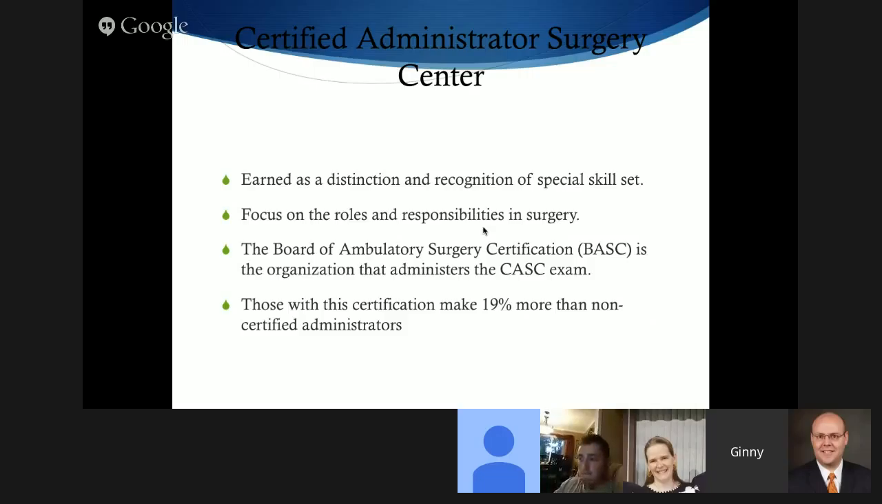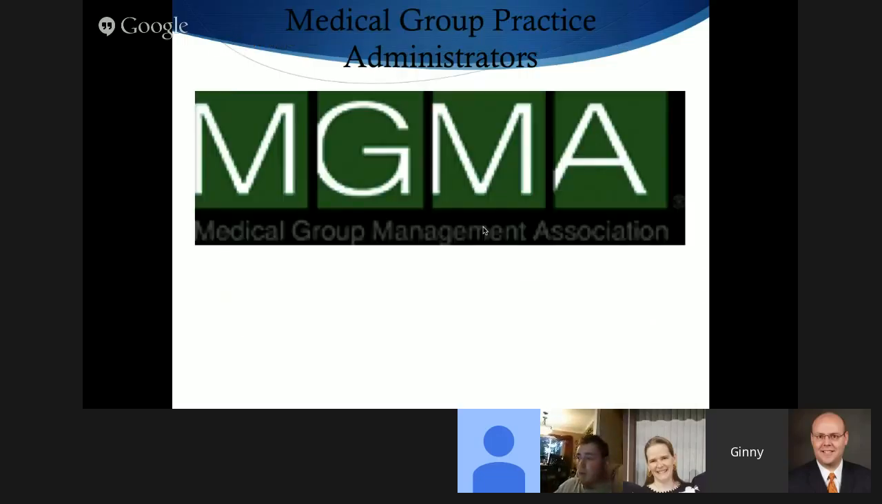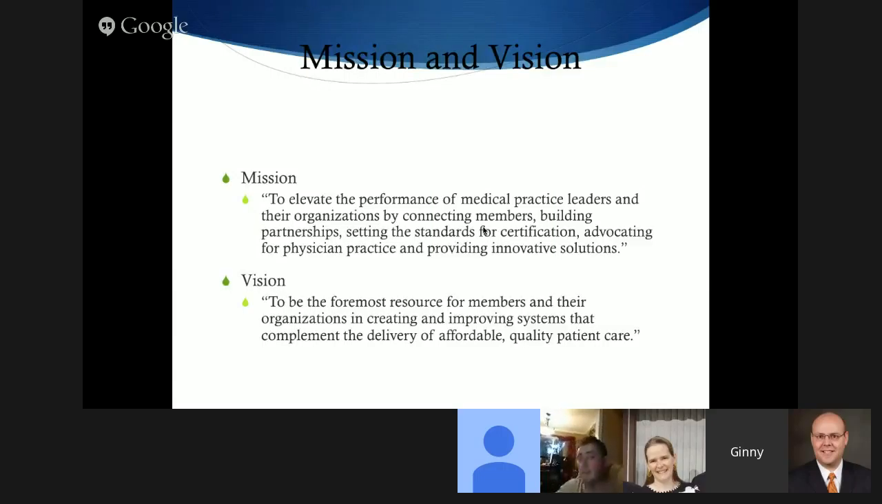If we go to the next slide, will be the medical group practice administrators. And so this professional group is the Medical Group Management Association. So there's their logo. Go to the next slide. We have their mission and vision.